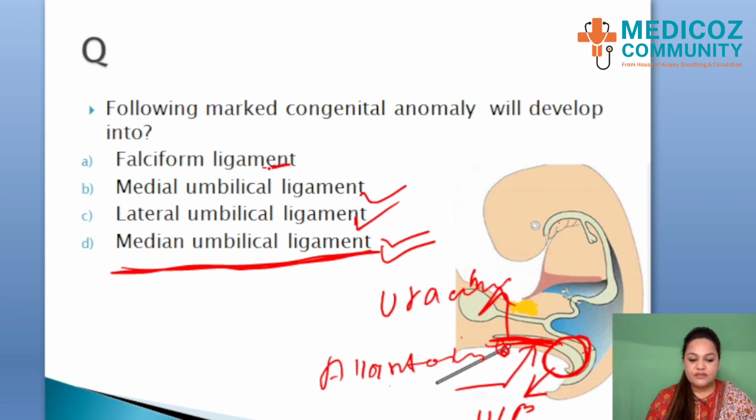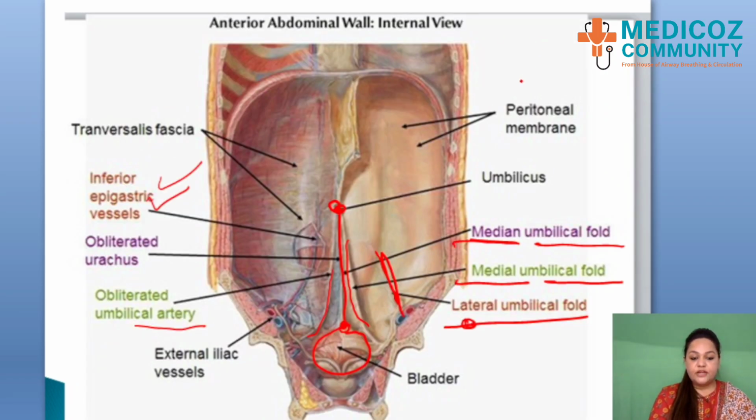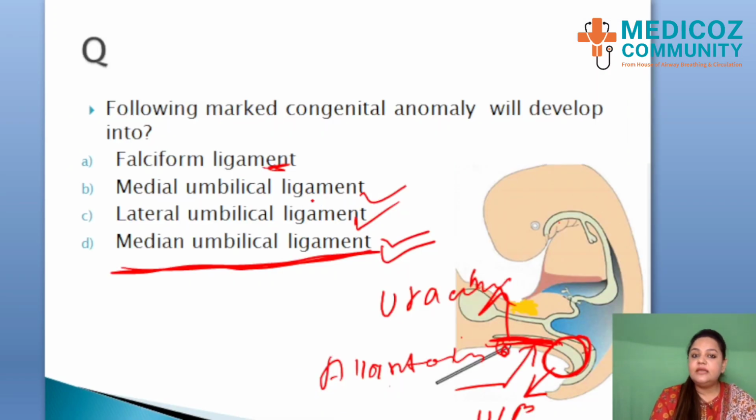Now the falciform ligament, again you can see here, this is the reflection of the peritoneum on the liver, and it divides the anterior surface of the liver into the right and left lobe. So here you can see this is the falciform ligament. Okay, so this is not related to the urachus and the allantois here. The correct answer for this is the median umbilical ligament.